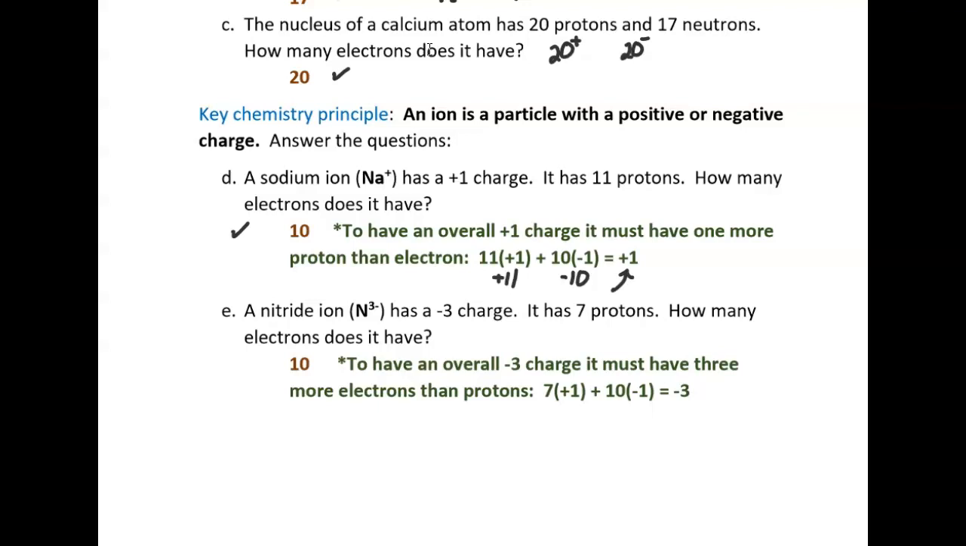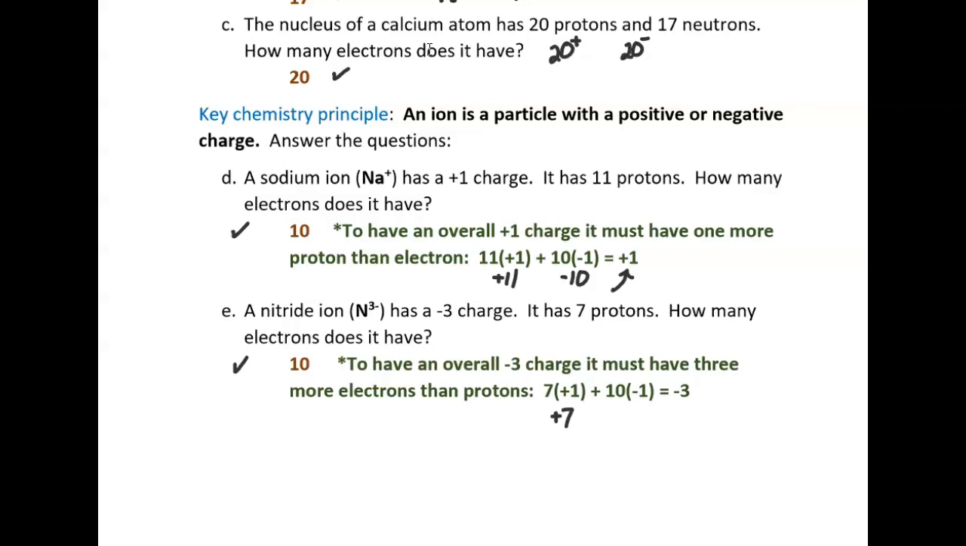Question E, a nitride ion has a negative 3 charge. It has 7 protons. So how many electrons does it have? It has 10 electrons. With 7 protons, the positive charge in the nucleus is positive 7.